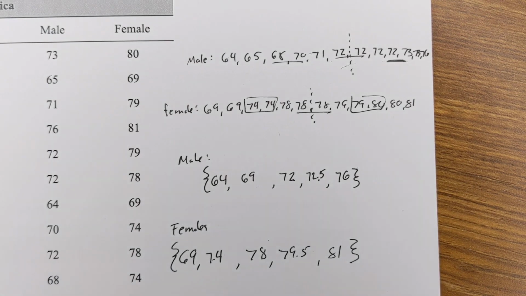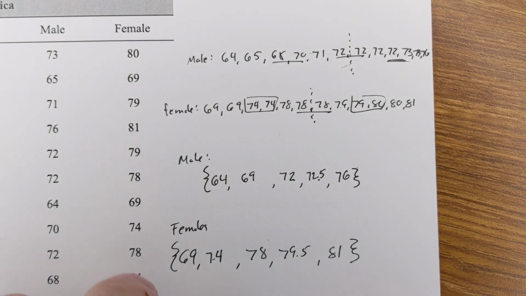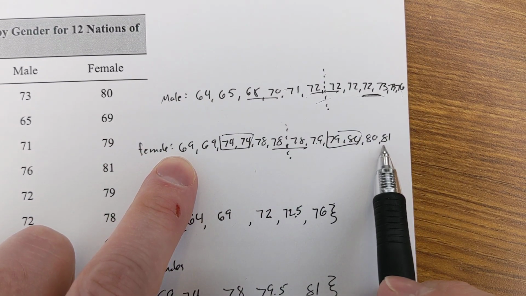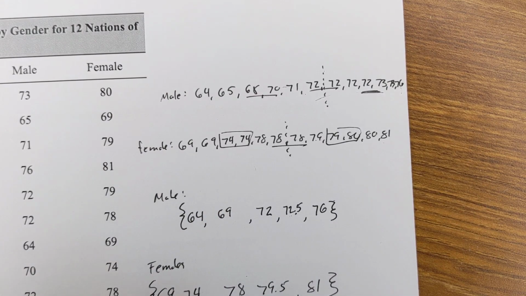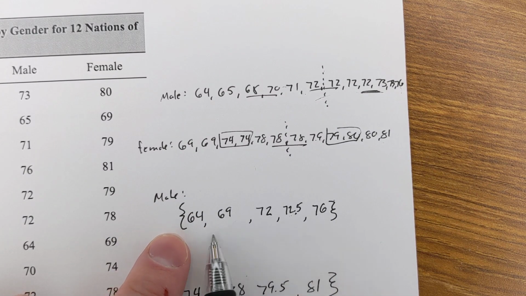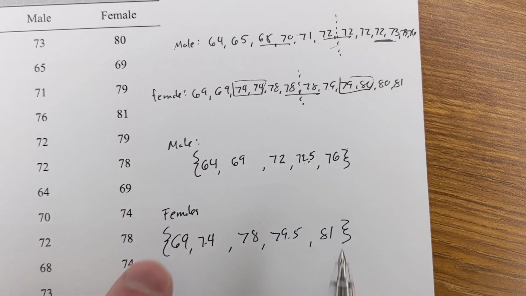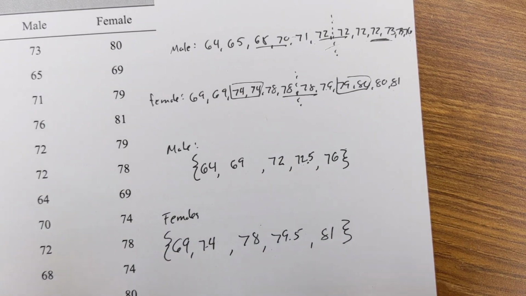Compare the spreads. So let's see here. The ranges are actually the same in each case. The range is 12 and 12. The interquartile range here is 3.5, and here is 5.5. So the men have a smaller spread. So most of the men are clustered around the center, whereas the ladies are more distributed.